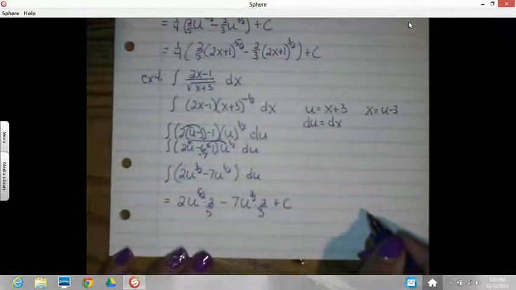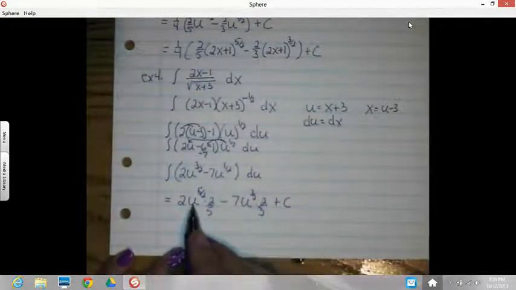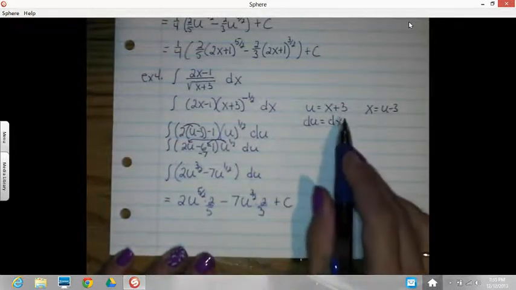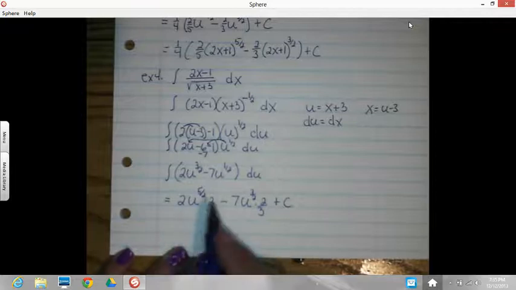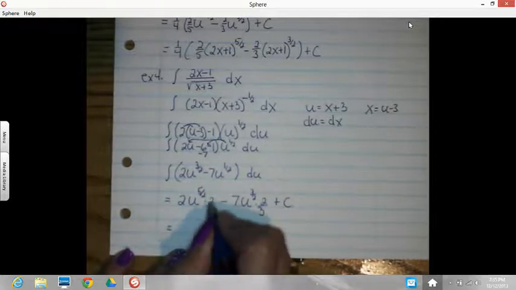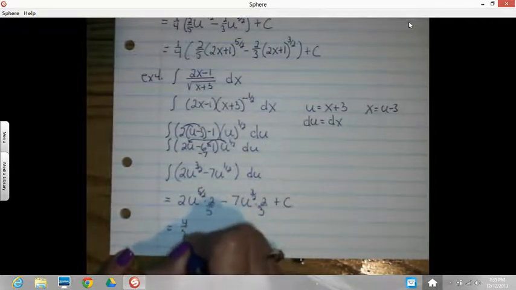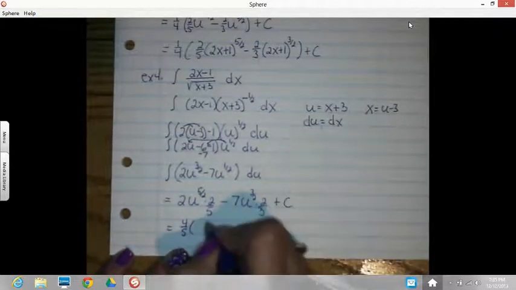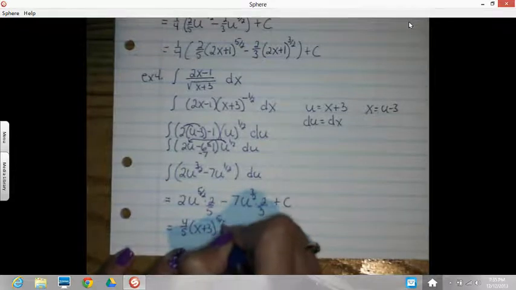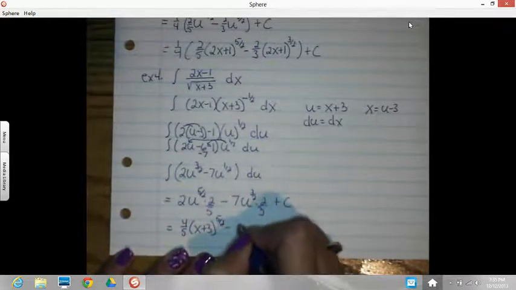What is u equal to in terms of x? Well, u is x plus 3. And I'll multiply my constants together at the same time. So I'll have a 4 fifths. u is x plus 3 to the 5 halves minus 14 thirds.